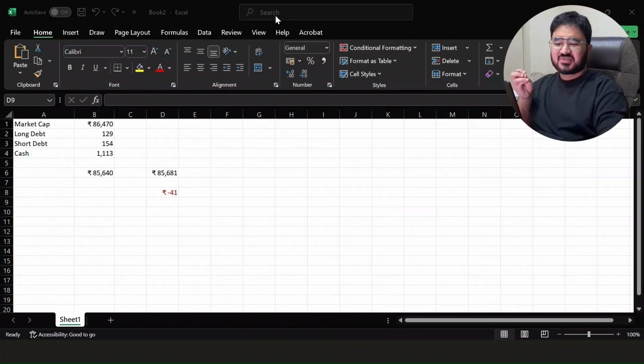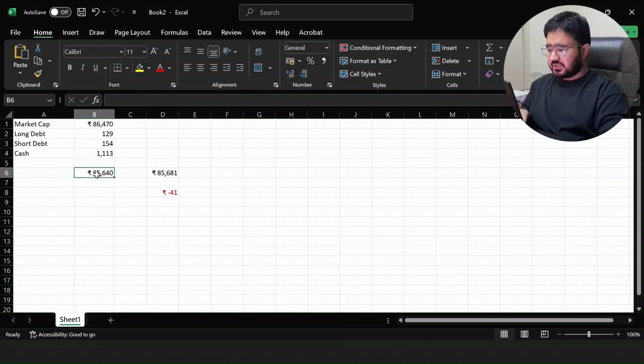So now I hope you get to know how it is calculated and what it tells you. Enterprise value. If you could see, its enterprise value is less than the market capitalization itself. What does it tell you? It tells you that this company is cash rich. If the enterprise value is greater than market capitalization, then you can easily tell that it has excessive or more debt levels.